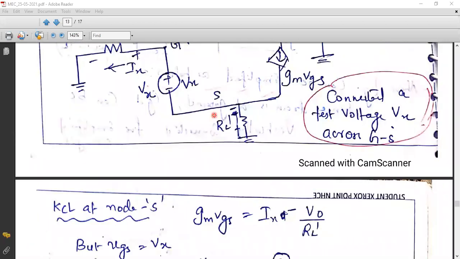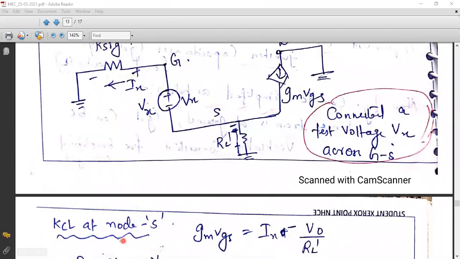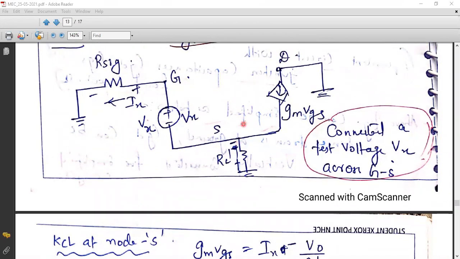So for that, we are going to apply Kirchhoff's current law, or nodal analysis, at the source node. Now, if you see this source node, which current is entering this node? You can see the arrow mark, right? Current will always be entering the source from the drain. Any confusion in that? Current flow through the MOSFET is always from drain to source. So the entering current here is gm Vgs, right?